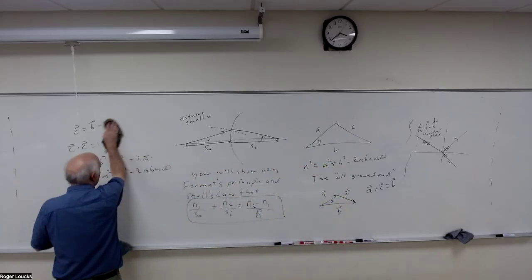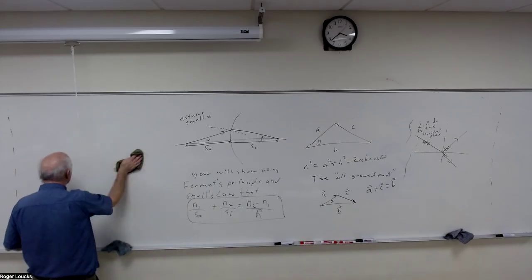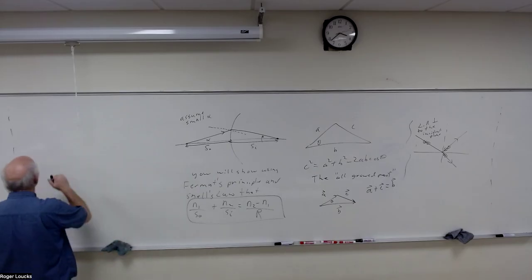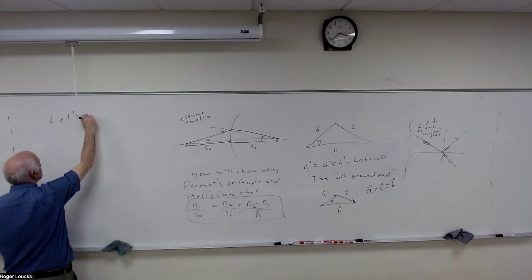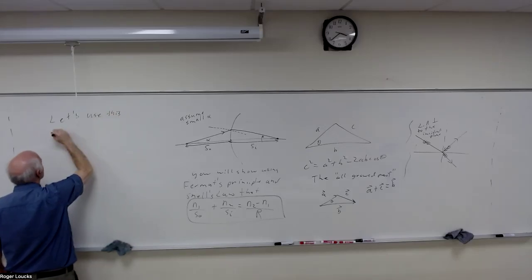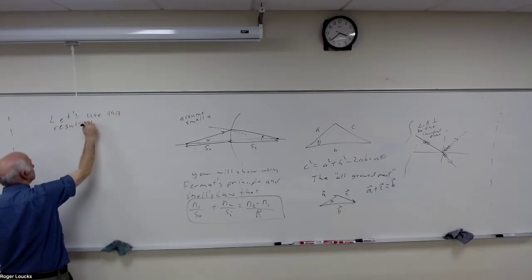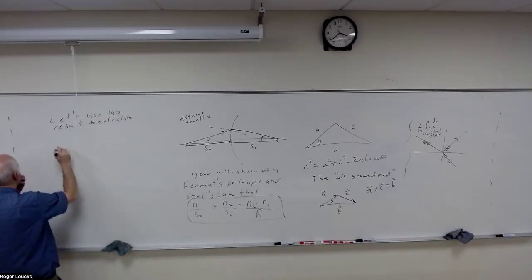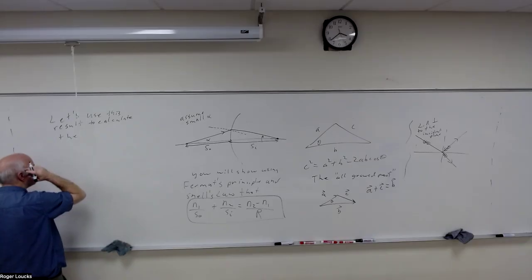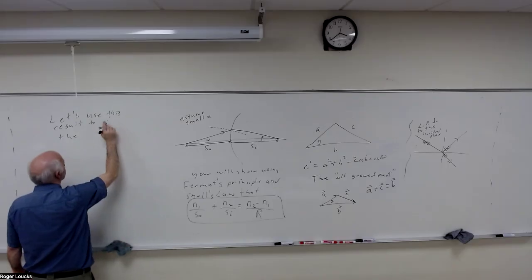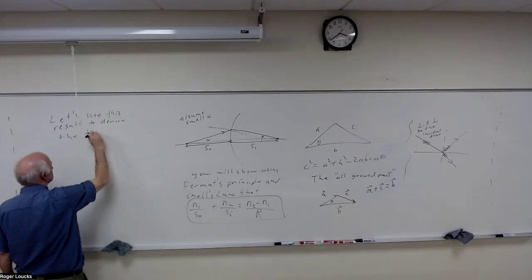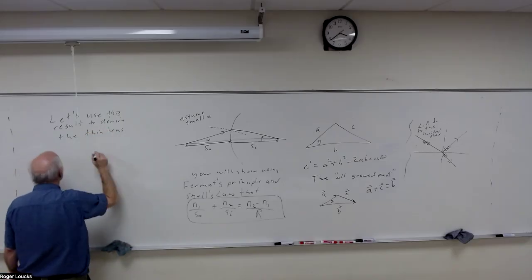Okay, now what are we gonna do with this right here? From this, we're gonna make a circle lens. So let's use this result to calculate, no, it's not to derive, the thin lens equation.